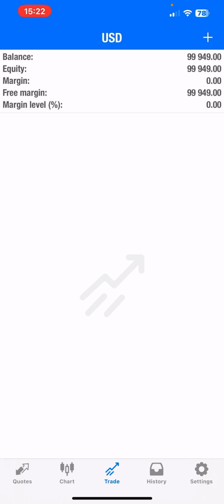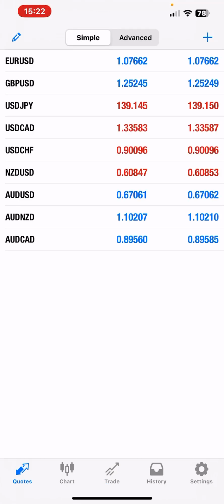As promised yesterday, I'm going to do the video on how to actually use a lot size and how it works. As I said, when you open your MetaTrader 4 or 5, you're going to see codes, charts, trade, history, and settings. The codes is where you actually see the currency pairs. If you go to codes, you'll see the various currency pairs: GBP USD, Euro USD, USD JPY, and so on.